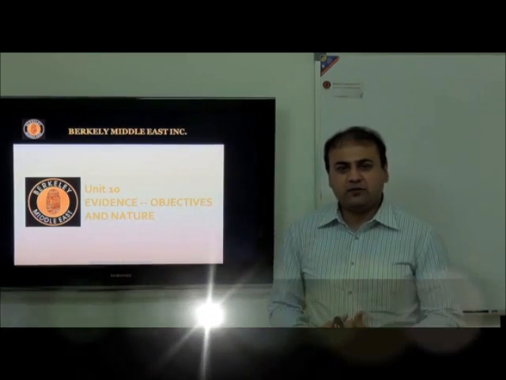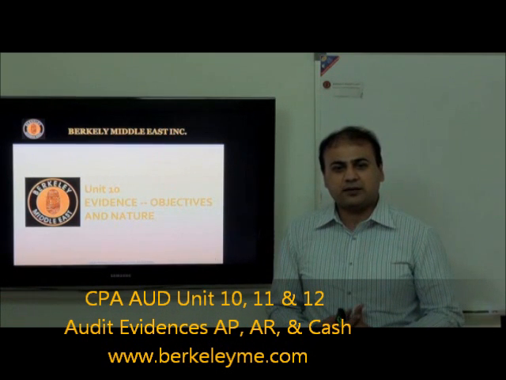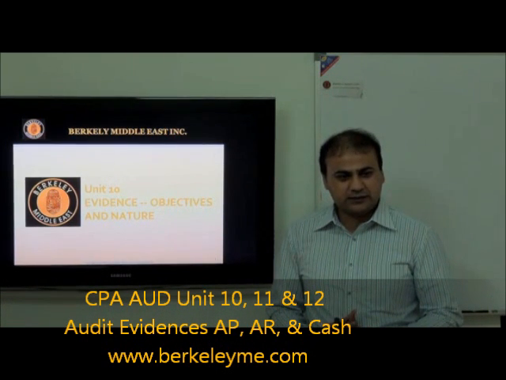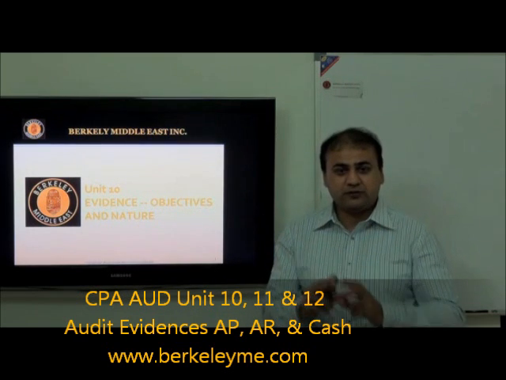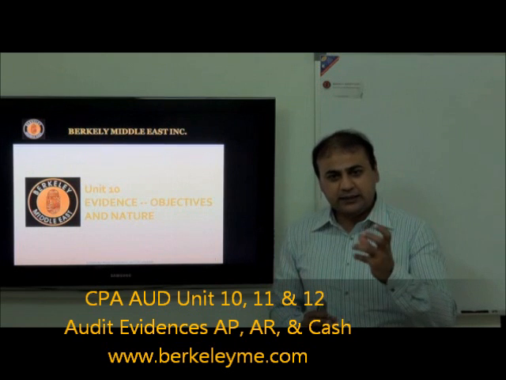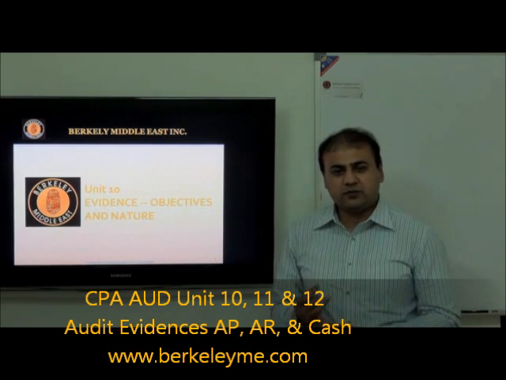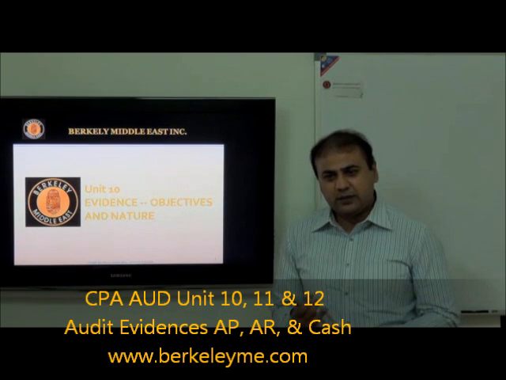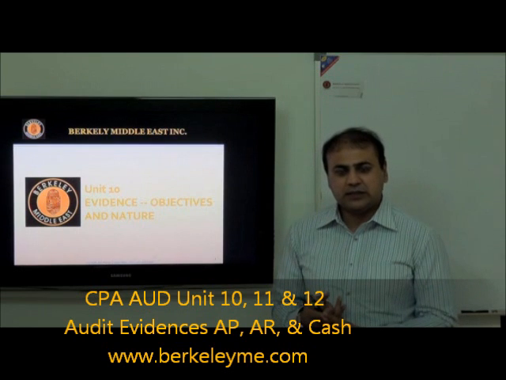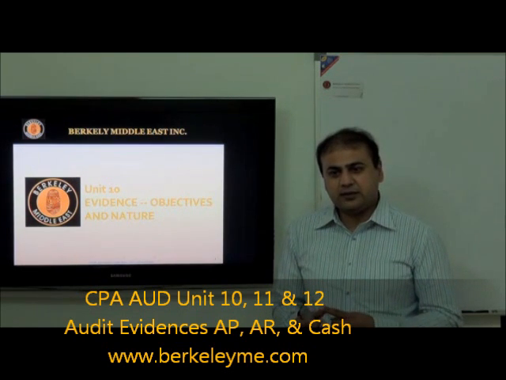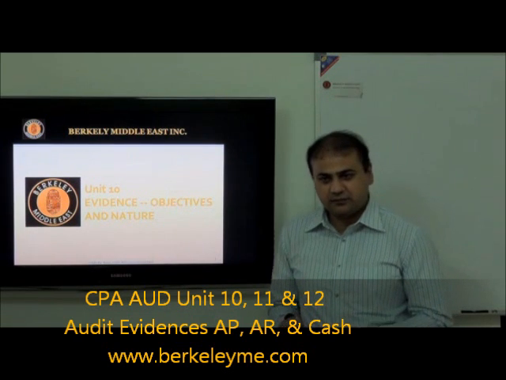Our discussion will be for Unit 10, 11 and 12. These three units are more related to the evidences. We will learn how to develop an approach if you want to apply the analytical procedure and substantive test, and how you can check the accounts receivable, accounts payable, and cash. Opposite to this, the purchases and the cash, the sales, credit sales and cash sales of the company.